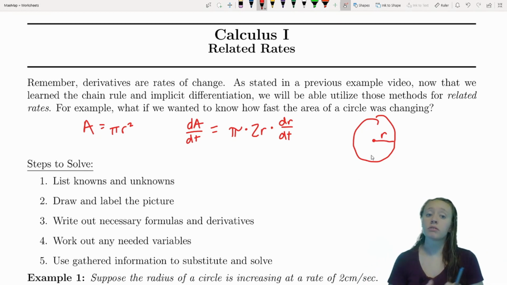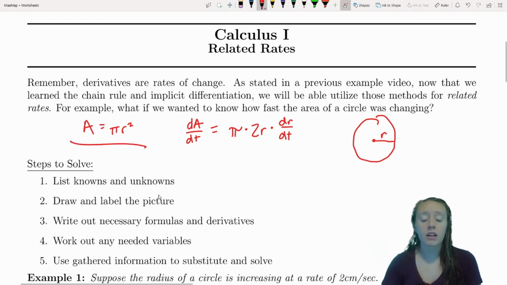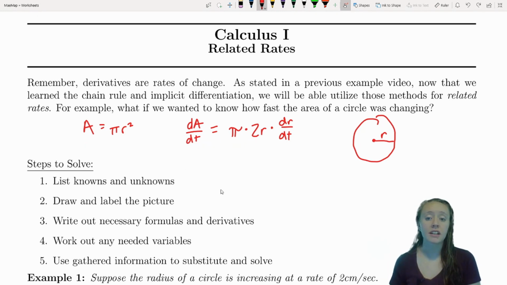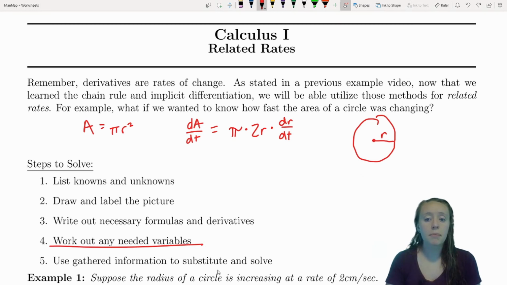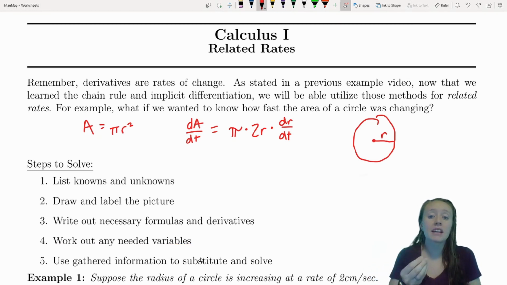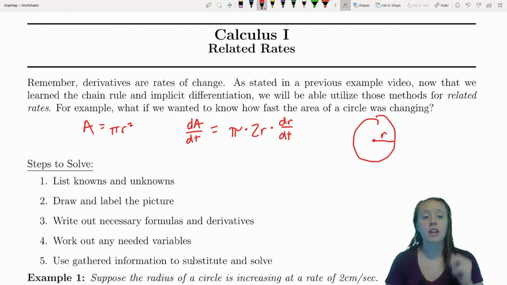Next, step 3, we're going to write out the necessary formulas and derivatives, kind of like I've already done. I wrote out the area formula, and I also took the derivative, because those were the necessary ones that built this relationship of our related rates. I had to know some relationship in order to solve for the unknown variable, and I had to find that appropriate relationship where I can find all my other variables and plug them in. So in the 4th step, we can work out any variables that we need that aren't necessarily given. And then finally, we're going to use all that gathered information, substitute it into our equation, and solve for our unknown.